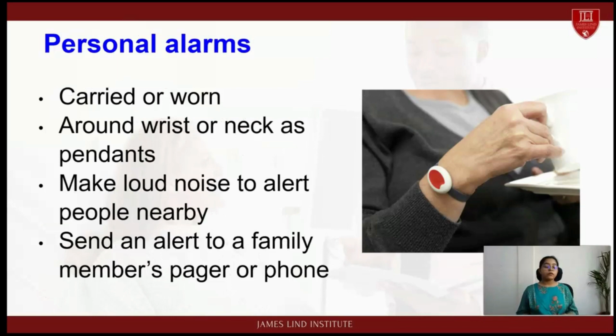The first one is the personal alarm. As you can see in the picture, the patient is wearing it on her wrist. These alarms can be worn or carried with the patient, around the wrist or around the neck as a pin. Because it is a personal alarm, it makes a loud noise to alert the people sitting nearby, or to alert the monitoring team who is connected 24/7 at the center. So this alarm sends an alert to the patient's family as well as to the monitoring team that something has happened, something is problematic. So these personal alarms are quite helpful.